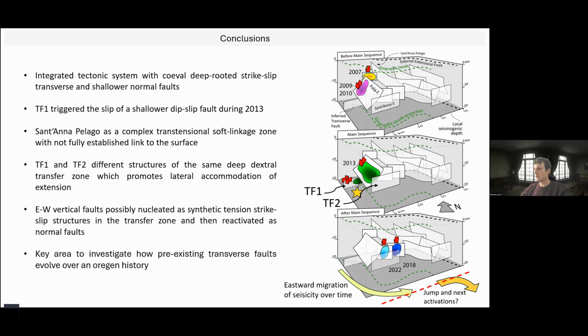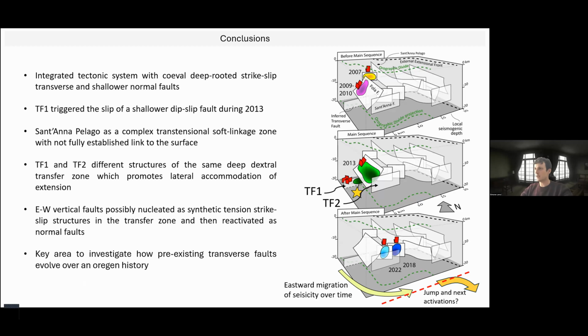So to conclude, in the Sant'Anna area, we document a systematic pattern of active faulting near the extensional front, with multiple coeval deep-rooted transverse and shallow normal faults that operate as a single integrated tectonic system. And this is a summary sketch that shows how deformation and seismicity possibly transfer across a young step, with the progressive activation of discrete small structures with different orientation and kinematics.